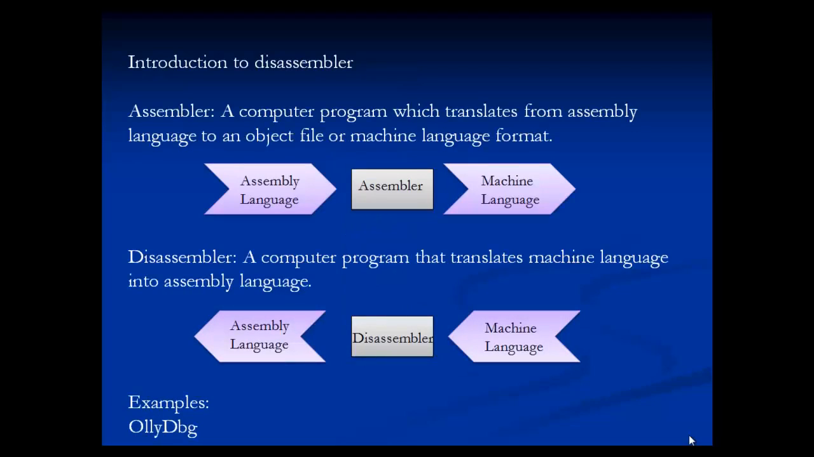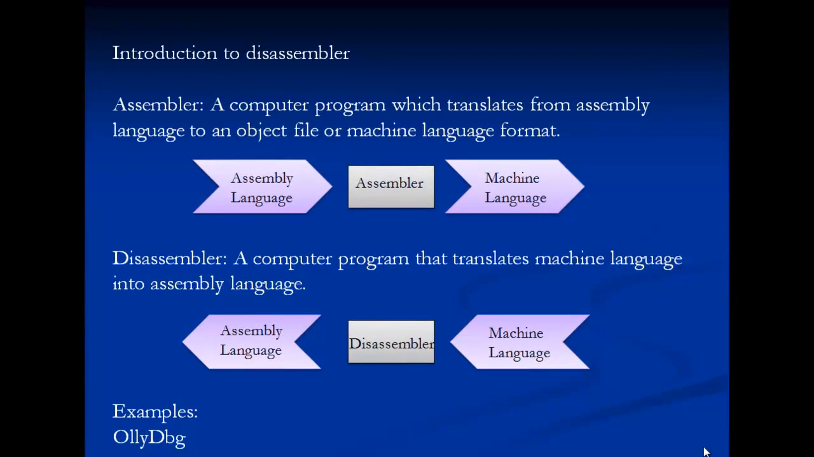Now let us try to understand what is a disassembler. Before understanding disassemblers, let us try to understand what is an assembler. An assembler is a computer program which takes an assembly language program as an input, and it generates an output which can be understood by a machine. It is a machine language output. So a disassembler is quite the opposite of an assembler. A disassembler takes a machine language program as an input, and it generates an assembly language program as an output.